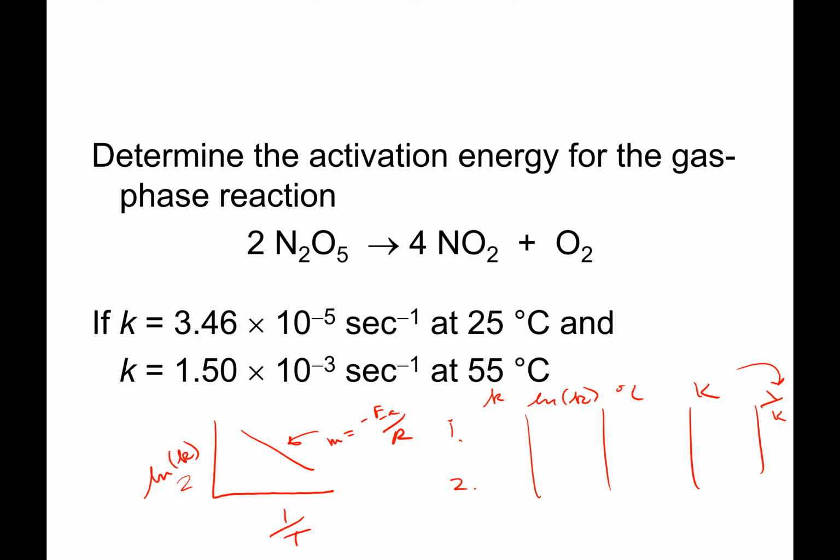So, kind of bumping up against the clock. Our slope, m, is going to be delta y over delta x, so it'd be the change in the natural log of the Ks divided by the change in the inverse temperatures.